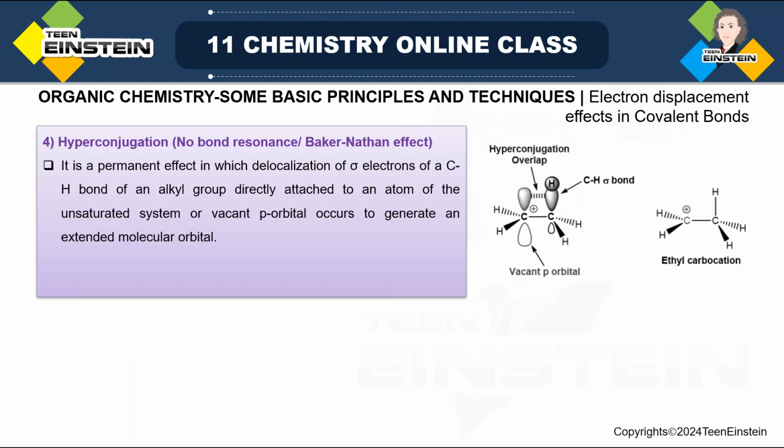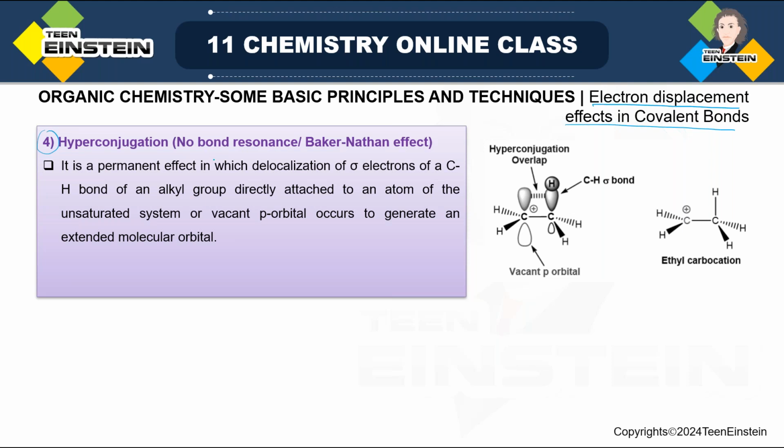Now one effect we have left, which is hyperconjugation, and that is under the heading of electron displacement effect in covalent bonds. This is number 4. We have already finished 3 effects, right? Inductive effect, electromeric effect, and resonance. These 3 we have finished. Now this is number 4 left under this heading, electron displacement.